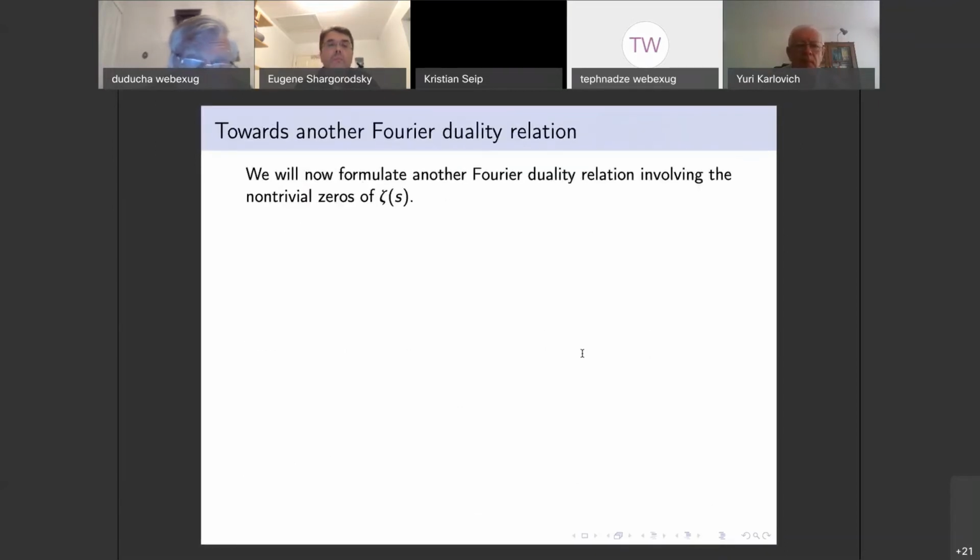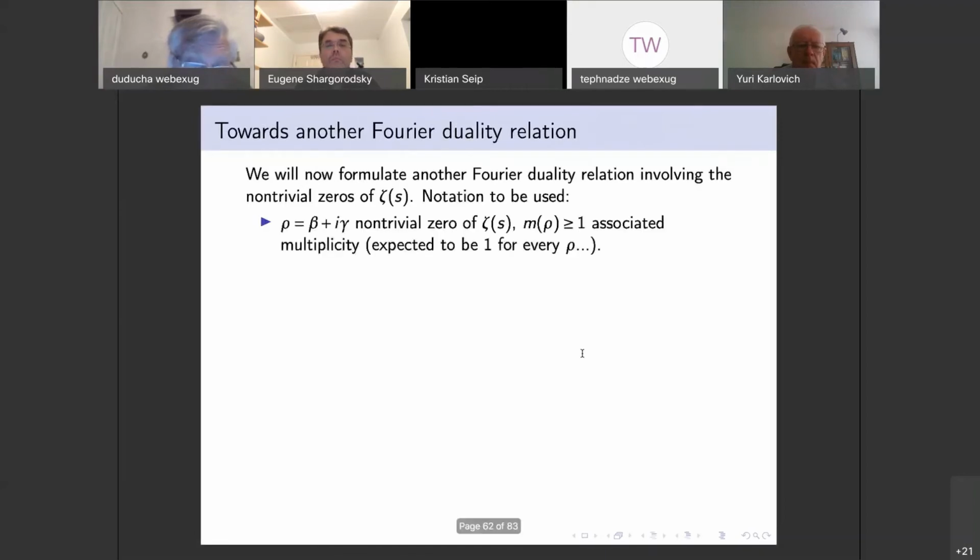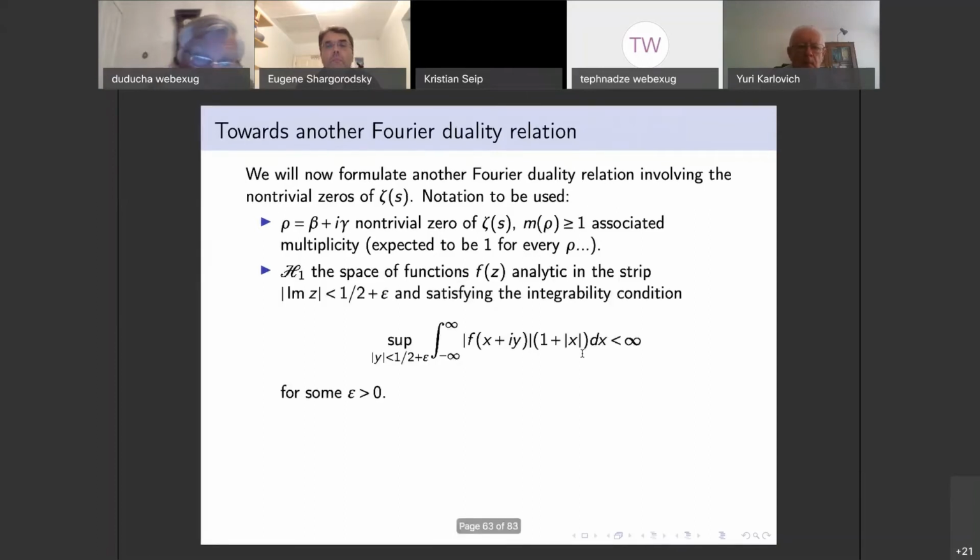Okay, so now what we will do is to formulate another Fourier duality relation involving the non-trivial zeros of zeta of s. Now, in the previous case, I didn't really care about whether the zeros of zeta come with multiplicity, but unfortunately we have to take that into account. Of course, people believe that all the zeros are simple, so I could assume that, and the formulas would be nicer. But anyway, let's count the multiplicities in this way. m of rho is the multiplicity of a given zero.